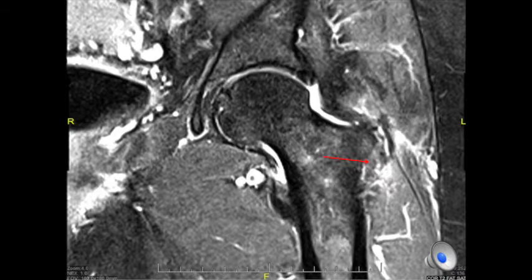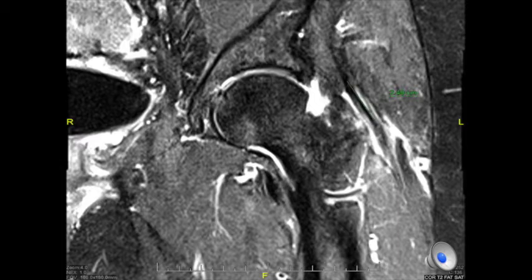ridge. Again, you see the fluid on the deep surface of the gluteus medius, as well as inflammation superficial to it. On this image, the gluteus medius insertion onto the lateral facet, distance from the lateral facet insertion to the musculotendinous junction is greater than 2 centimeters, which suggests at least a partial thickness tear.